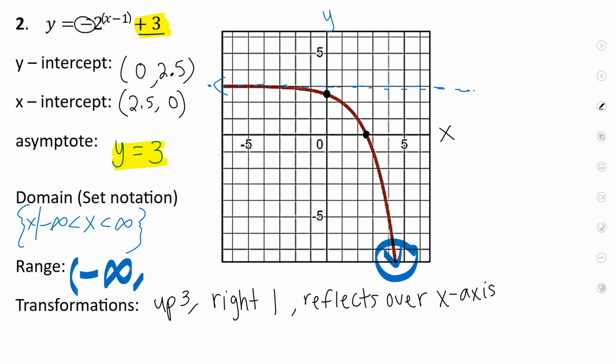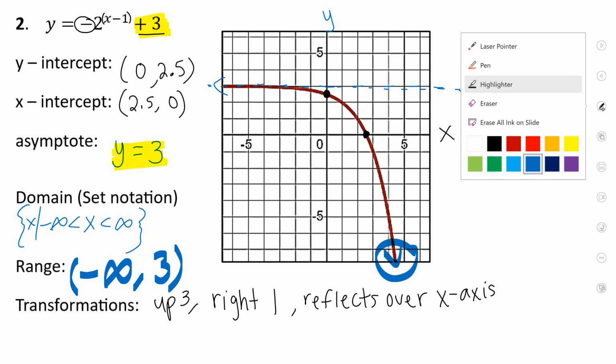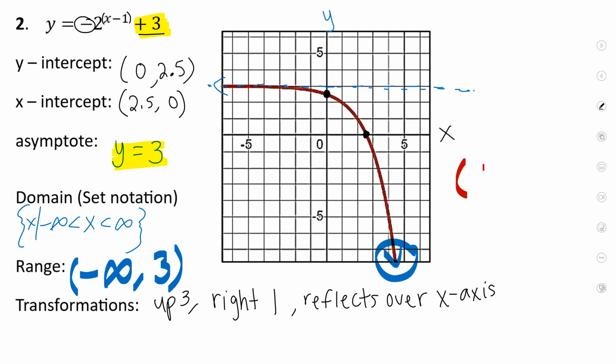Where is the top? 3. Do I cross 3? Do I go past 3? No, because there's an asymptote there. It stops at 3. So that is your range. Guys, I see so many people writing 3 to negative infinity. That is wrong. You have to go from the bottom to the top, just like you count, smallest to biggest. Okay? All right, so that's it for this example.